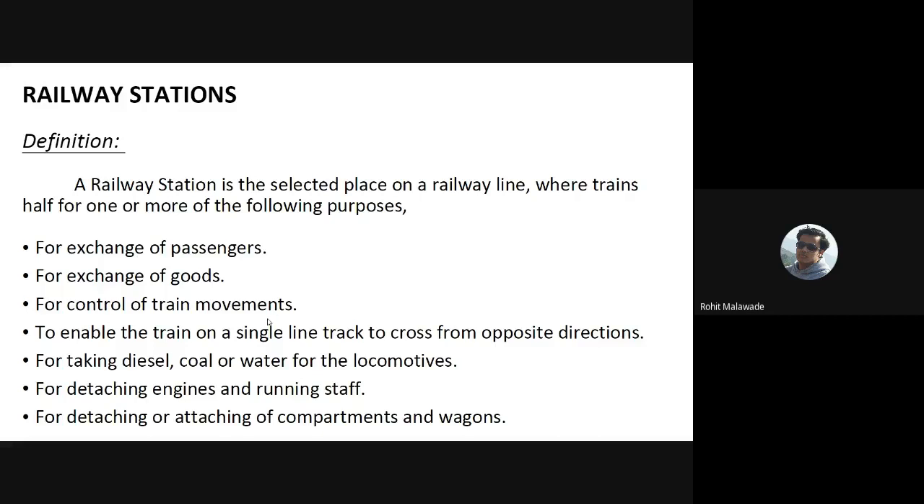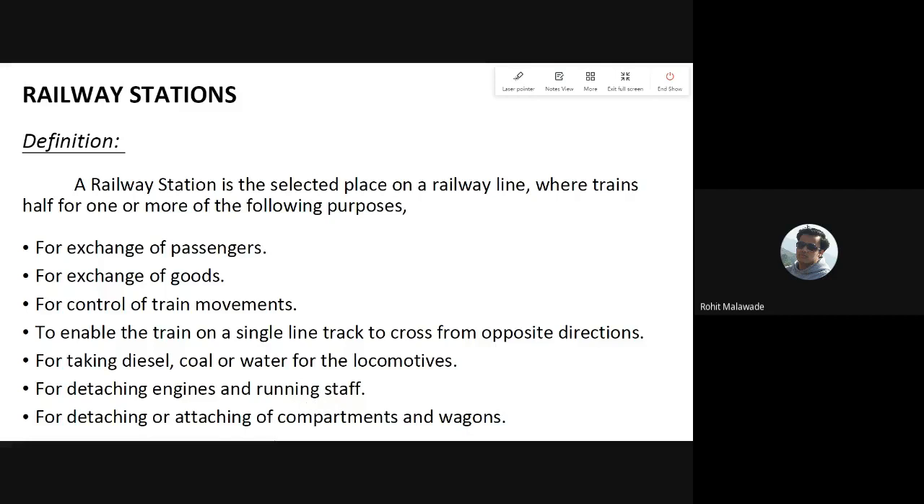Now, to enable a train on a single line track to cross from the opposite direction, wherever the points and junctions are there, or wherever the crossing of trains happens, we provide the railway line in order to have the traffic movements. Now, for taking diesel, coal and water for the locomotives, we will be using railway stations. Then, for detaching engines and running staff.